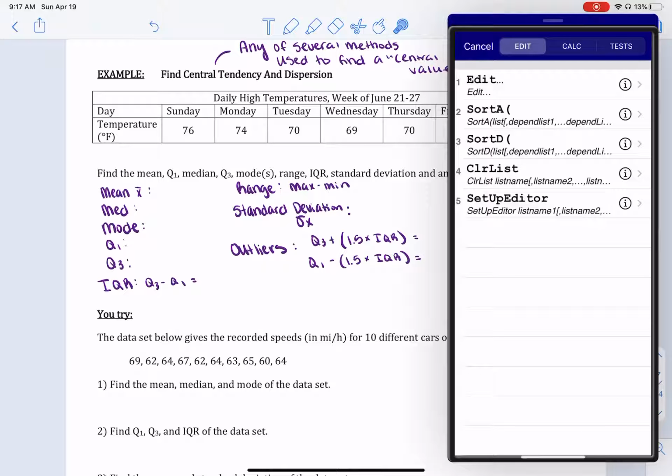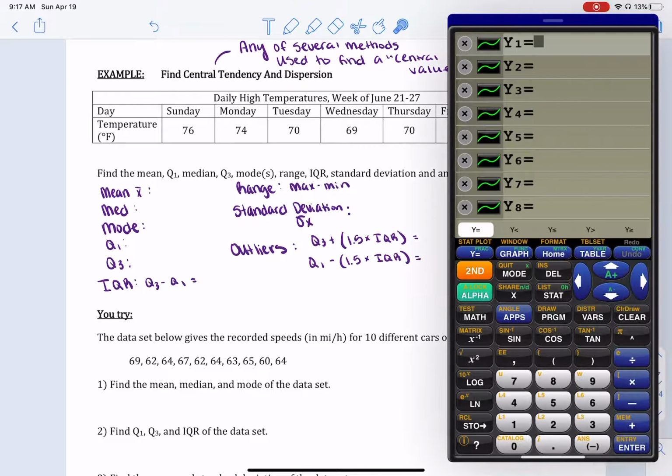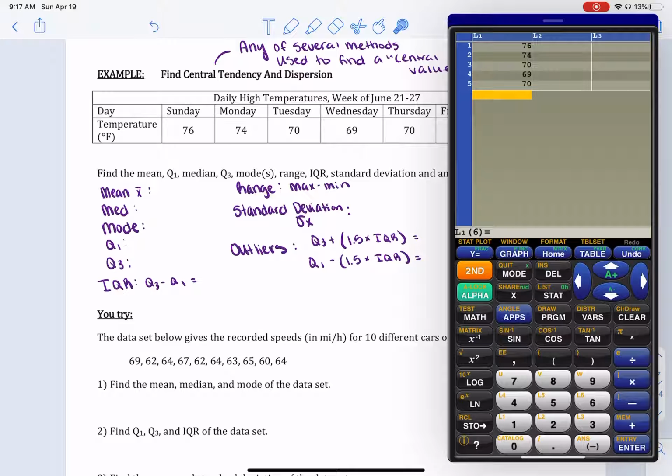You click stat. The first thing you're going to do is go to edit the list here. So I'm going to click edit, and we've done this before in class. You're going to add in these numbers here. We've got 76, 74, and I'm just clicking the down arrow to get to the next line. I've got 70, 75, and 78. Okay, so I've got my 7 numbers here.